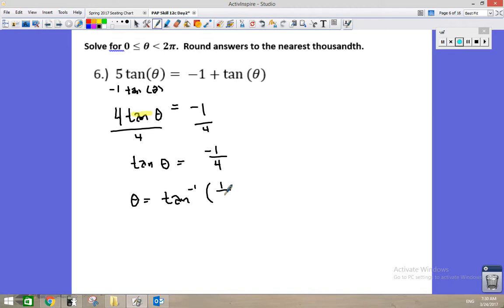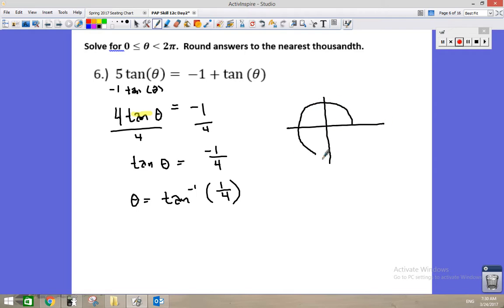Now, if we go and look at a unit circle, we will not find a known value that has a y over x ratio of 1/4 on that unit circle, so I'm going to have to go to my calculator. I do know what to expect.